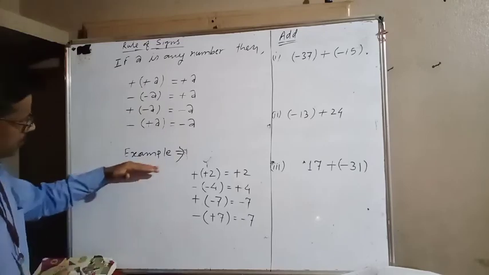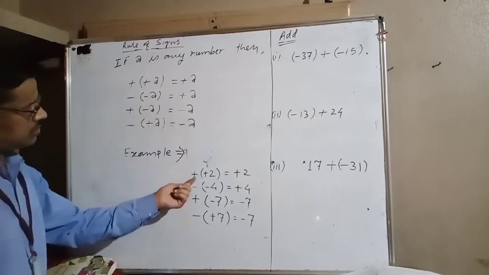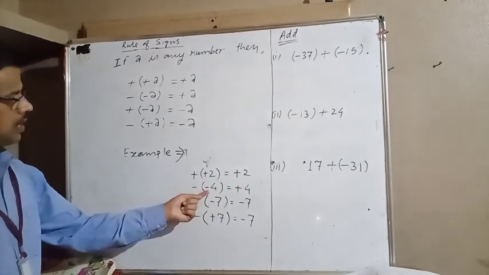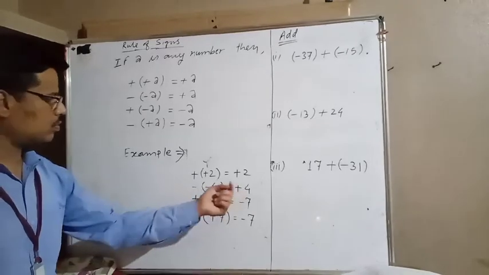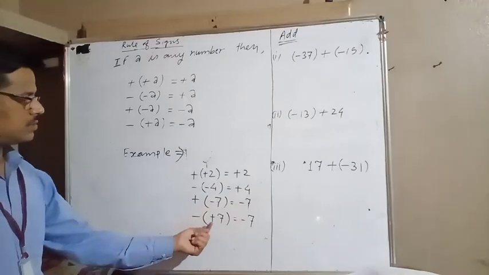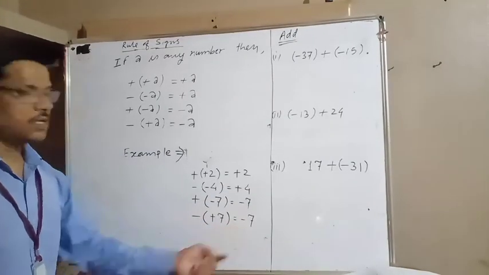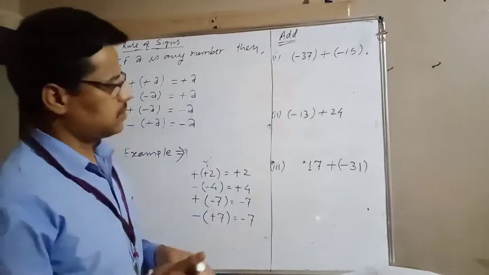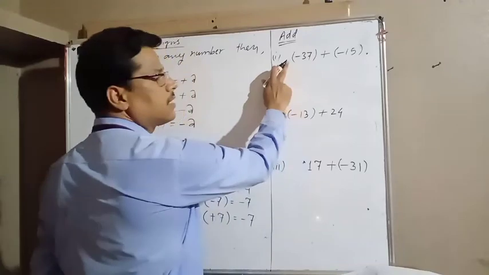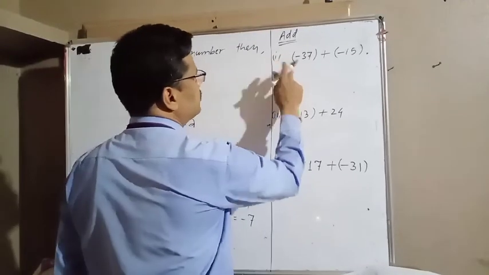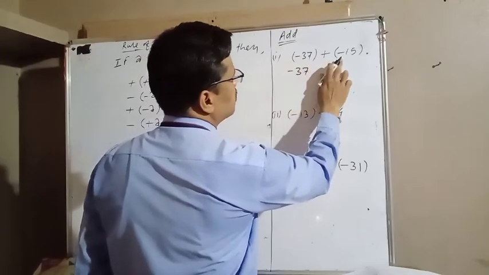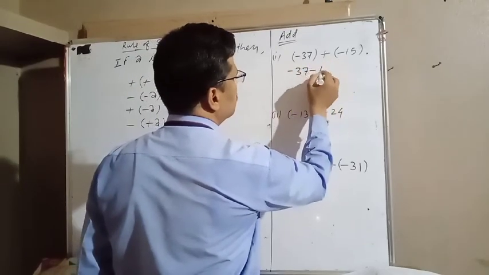Let's see with the help of this example so you are able to understand. Plus plus 2 is equal to plus 2, and minus minus 4 is plus 4. Plus minus 7 is minus 7, and minus plus 7 we write here as minus 7. Is it clear? Now we solve these questions. Minus 37, outside the bracket there is a plus sign. Always keep in mind positive is there. Plus minus, so we can write here minus 37.